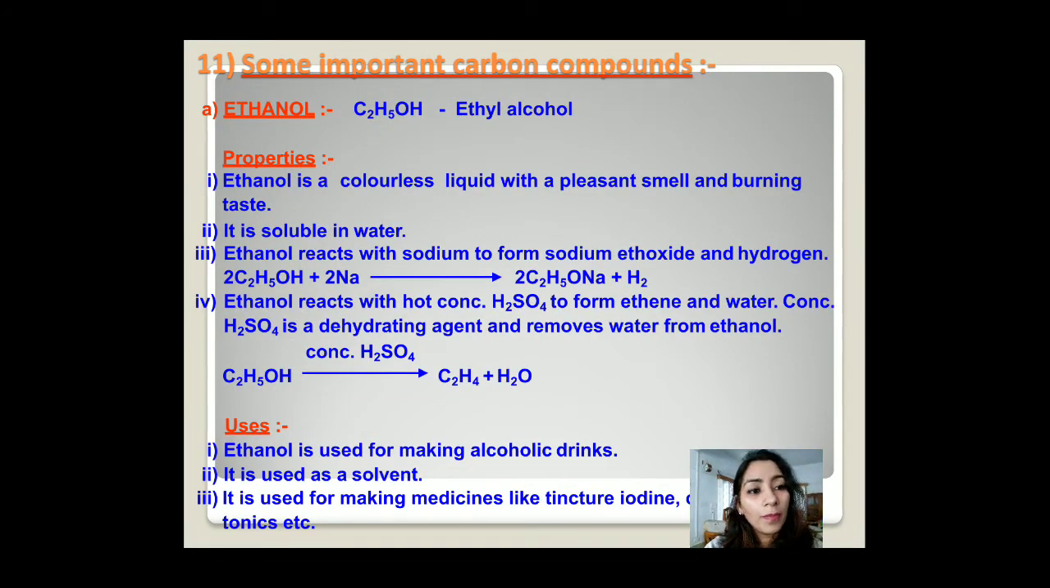Now some important compounds which are in the syllabus of class 10th we will go through. For studying any compound we require a few things: the physical appearance, the physical properties, the chemical properties, and the uses. So we have two compounds in our syllabus. One is ethyl alcohol and the second is acetic acid. Ethyl alcohol is C2H5OH. The chemical name is ethanol. It is a colorless liquid with a pleasant smell, and it burns. It has a burning taste also. It is soluble in water.